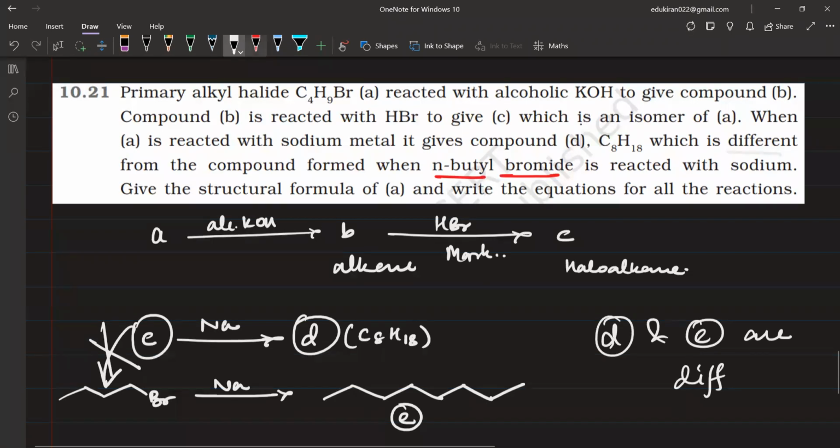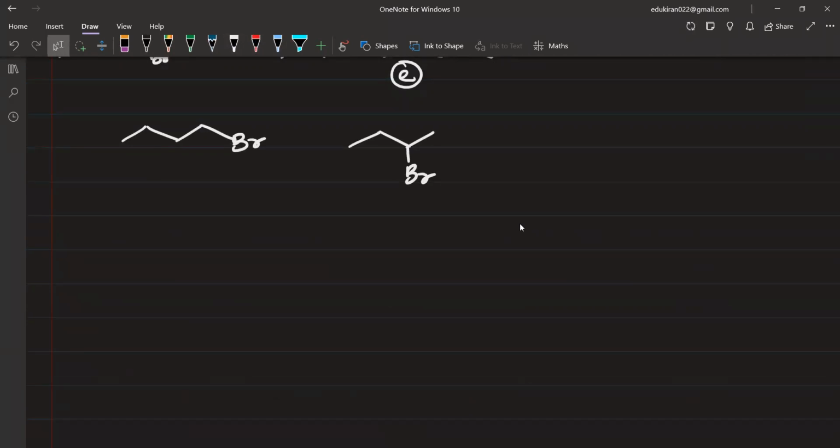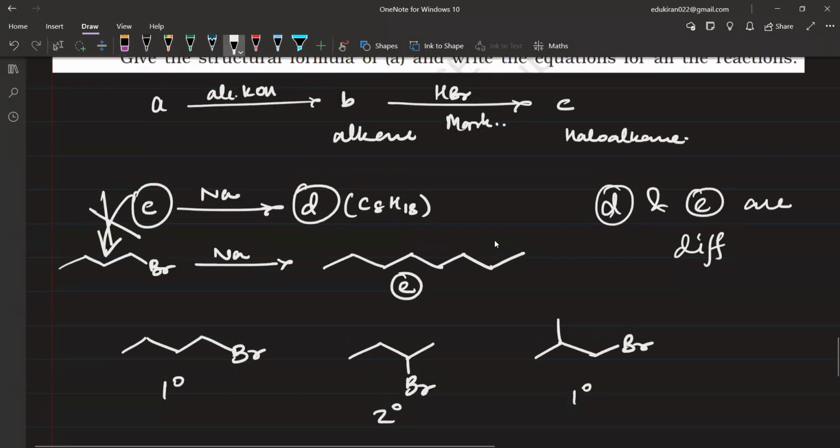The question that you have to ask is, what are the different isomers of C4H9Br? What are the different isomers? आप क्या क्या बना सकते हैं? This is one C4H9Br. Another would be this is C4H9Br. One isomer will be this one. Okay. Now please remember here, this is 1 degree, this is 2 degree, but this is again 1 degree.